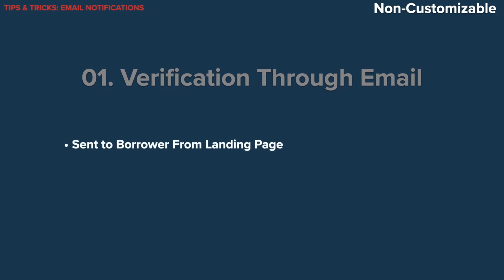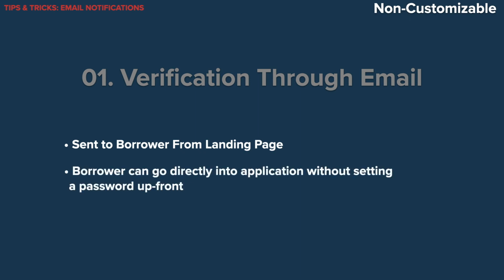The way this works is the borrower will access the landing page. They're going to click on the Apply Now button, and instead of setting a password up front, they're going to get an email sent to them. They can find that email. There's going to be a link on there, and they can click on the link. Now, rather than having to set an application right up front, they can click the link, go into the application without ever setting a password up front, and they can worry about setting up a password later once their active loan flow is established.